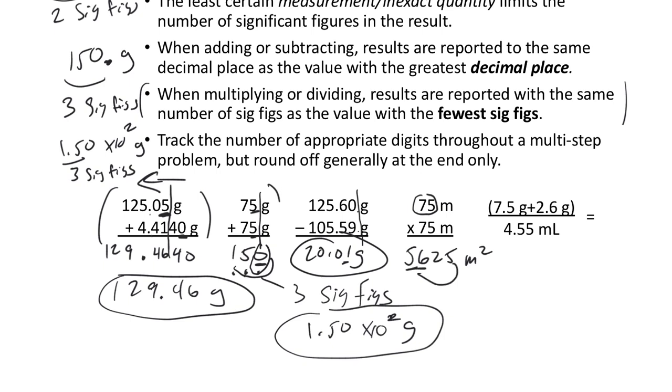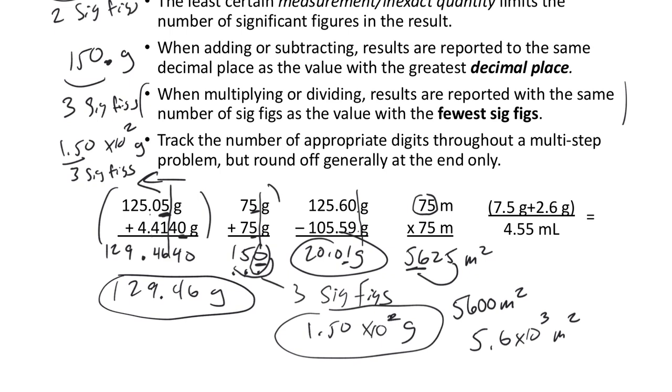So 5,600 square meters. So we round that down to 5,600. Not changing arithmetic, but just rounding this off to how precise we can know this result. We could write this as 5.6 times 10 to the 3 square meters if we wanted to be unambiguous, but 5,600 should be interpreted, if you write it that way, as 2 sig figs.